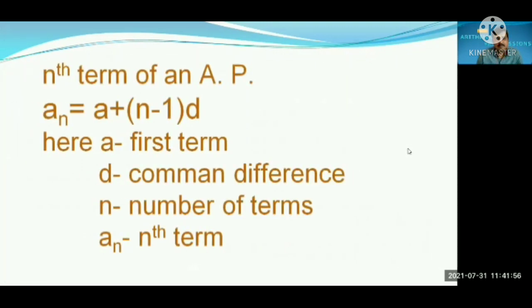Next we will move to the nth term of an AP, that is AN equal to A plus N minus 1 into D. As we have already discussed this one, here A is the first term and D is the common difference, N is the number of terms which are present in that AP, and AN is the nth term. It is also said to be the last term, denoted by small l. So by using this formula, you can find out any term in that AP.